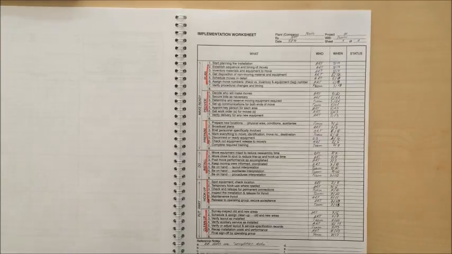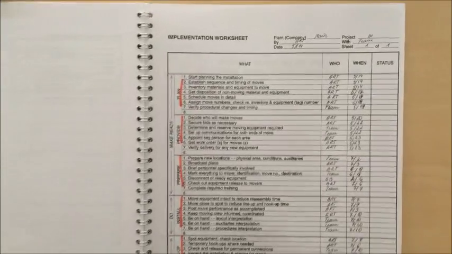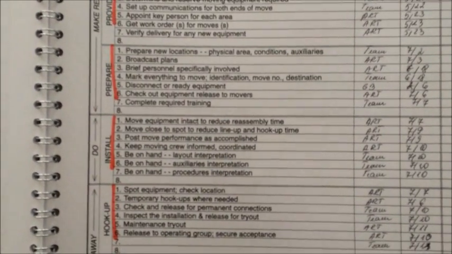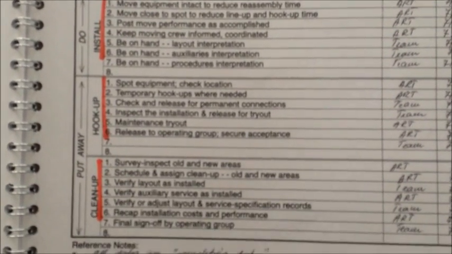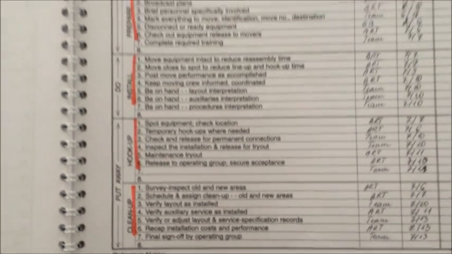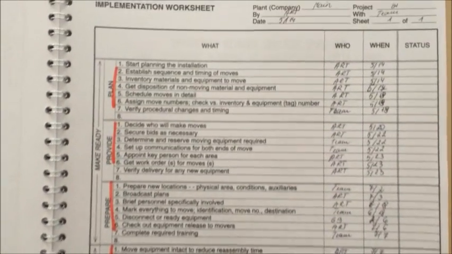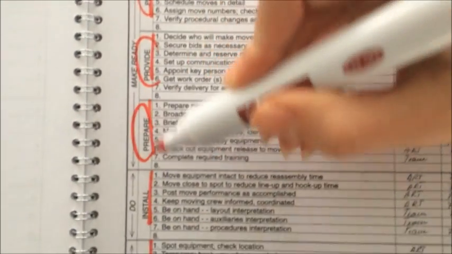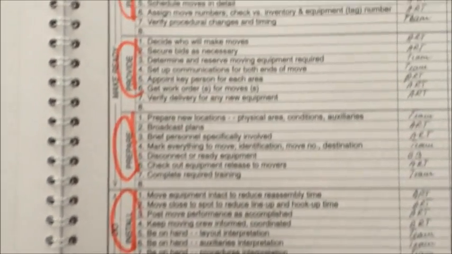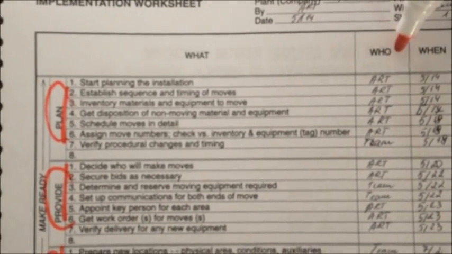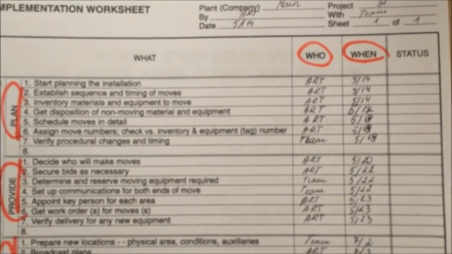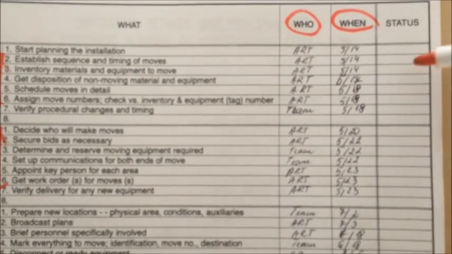Step 6. Detail and implement. In this final step, we have to make sure that details are covered from the standpoint of the cell plan, its requirements, and installation. For this step, we need an implementation worksheet which consists of 6 sections: plan, provide, prepare, install, hook up, and clean up. In this step, we need to answer 3 questions: what are the tasks, who is responsible for doing them, and when it needs to be done. We need to mark the status of the implementation of each task.